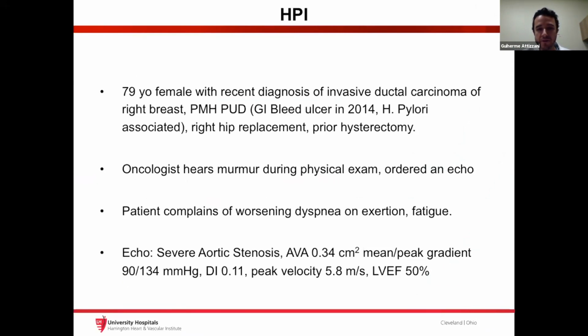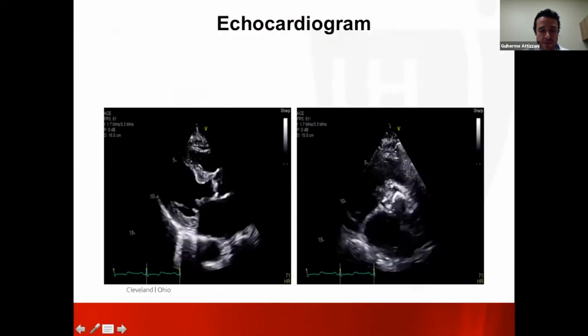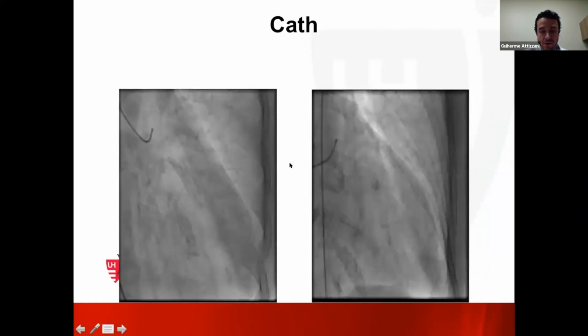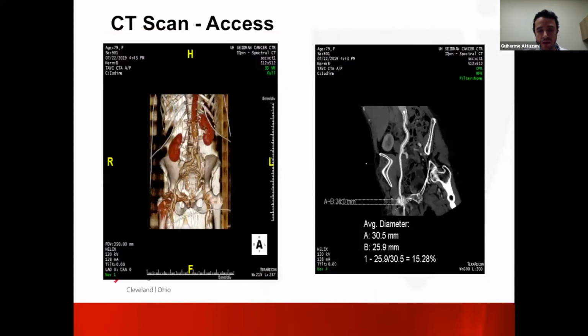With an aortic valve area of 0.34, dimensional index of 0.11, and a mean gradient of 90, with a normal low ejection fraction, a peak velocity of 5.8. So here's the echo. As you can see here, my echo is not playing, but anyway, she, as you can see here on the short axis, has a bicuspid aortic valve with the mean gradients that we discussed. Heart catheterization was normal. Her access was good as well for a transfemoral TAVR.